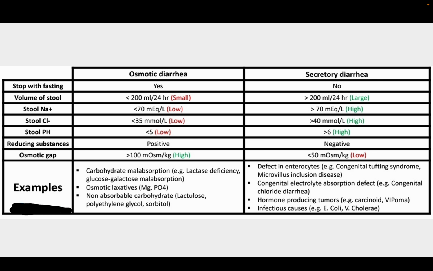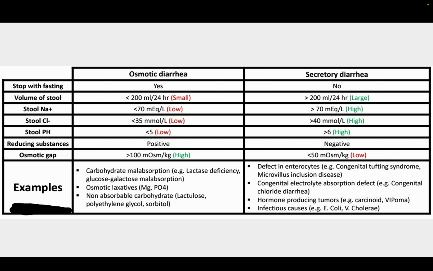Generally the volume of stool is very small in osmotic diarrhea, which is a small bowel diarrhea. In secretory diarrhea, there is continuous large bowel diarrhea, and stool sodium and chloride are also very high. Stool pH is generally low in osmotic diarrhea. The stool pH is very high in secretory diarrhea because of the excess secretion of bicarbonate. Bicarbonate and electrolytes are being secreted, so stool electrolytes are very high. In osmotic diarrhea, carbohydrate reducing substances are positive, whereas in secretory they are negative.